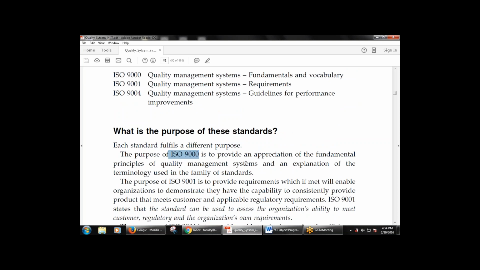The purpose of ISO 9000 is to provide an appreciation of the fundamental principles of quality management. That means it provides the basics of the fundamental principles of quality management systems and an explanation of the terminology used in the family of standards. So whatever explanation is given that explains the quality management system is also the purpose of ISO 9000, covering the various fundamental principles for quality management systems.